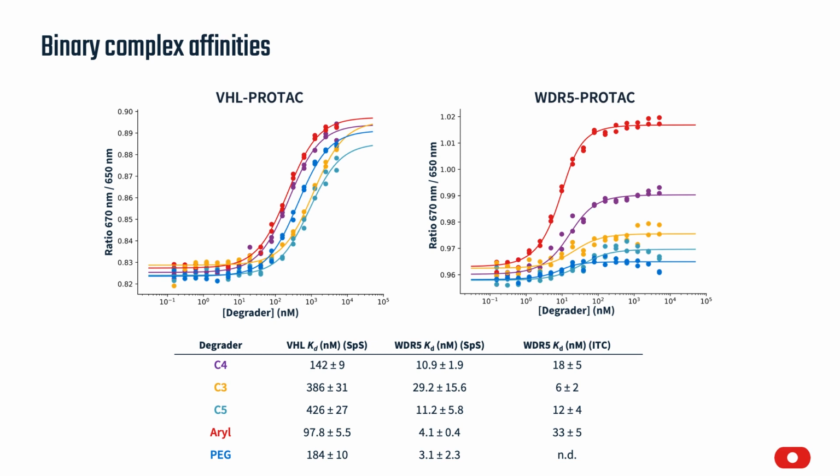Our binding assays with VHL, shown on the left-hand side, resulted in beautiful isotherms, all with KDs that we would expect for this interaction. The binding assays for WDR5, shown on the right-hand side, also resulted in very nice isotherms, but we see this rather interesting effect here where the scale of the isotherms are quite different from one another.